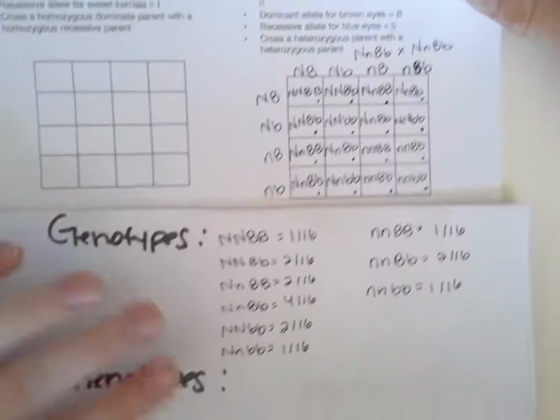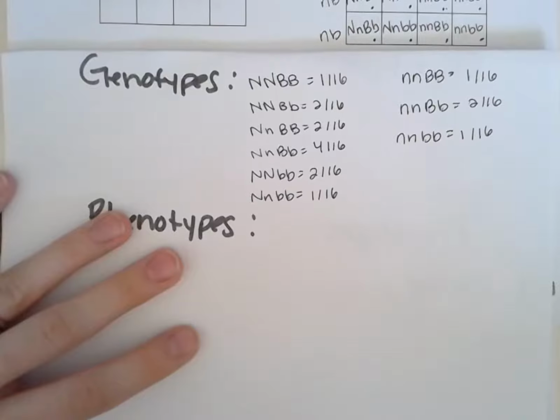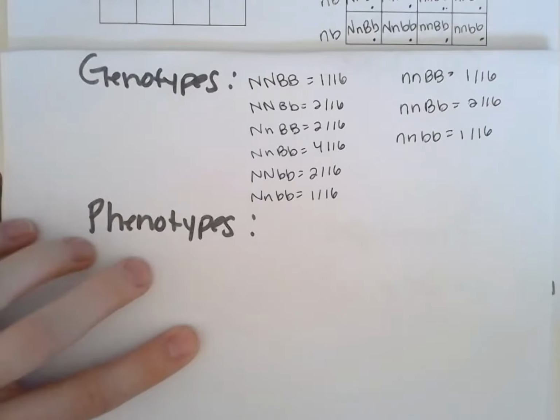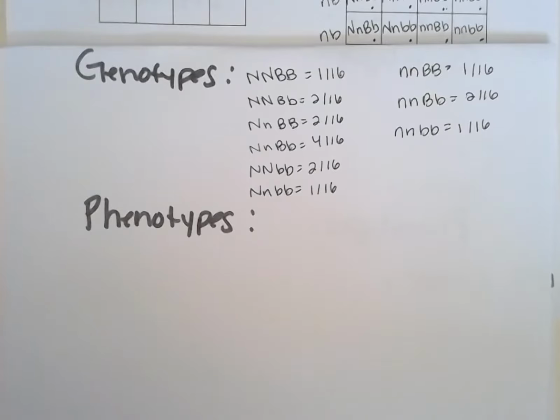Alright, so now we can go down and do our phenotypes. Just to review here, if we have a dominant allele, that's a capital N, we're going to have a normal coat. If we have the lowercase n's, that's going to be black. A dominant allele for eyes is going to be brown, that's a capital B. And recessive is going to be blue, and that's a lowercase b. So remember, we can only have the recessive trait showing if it's in the homozygous state.